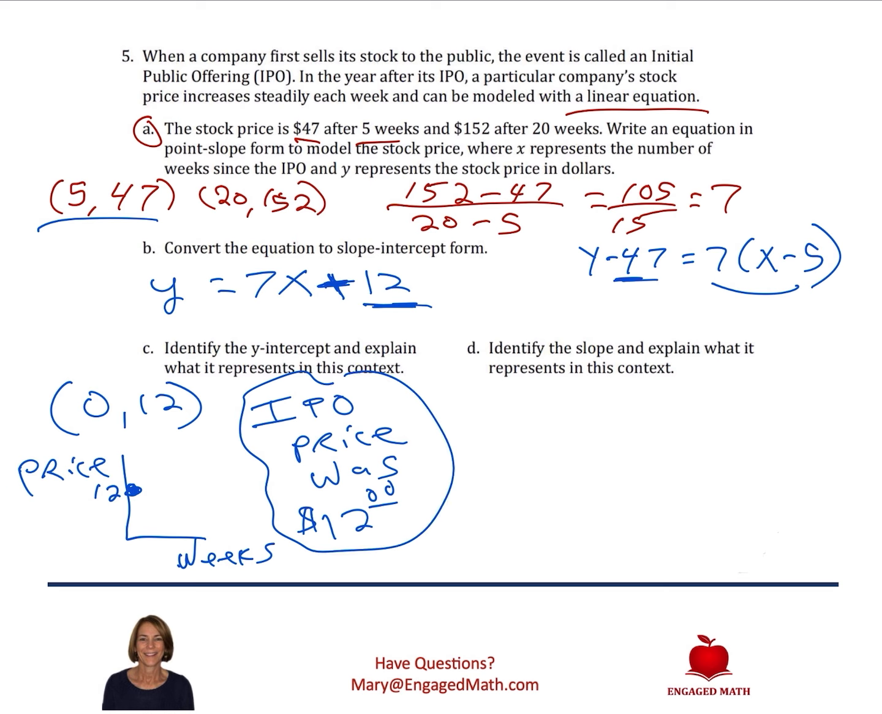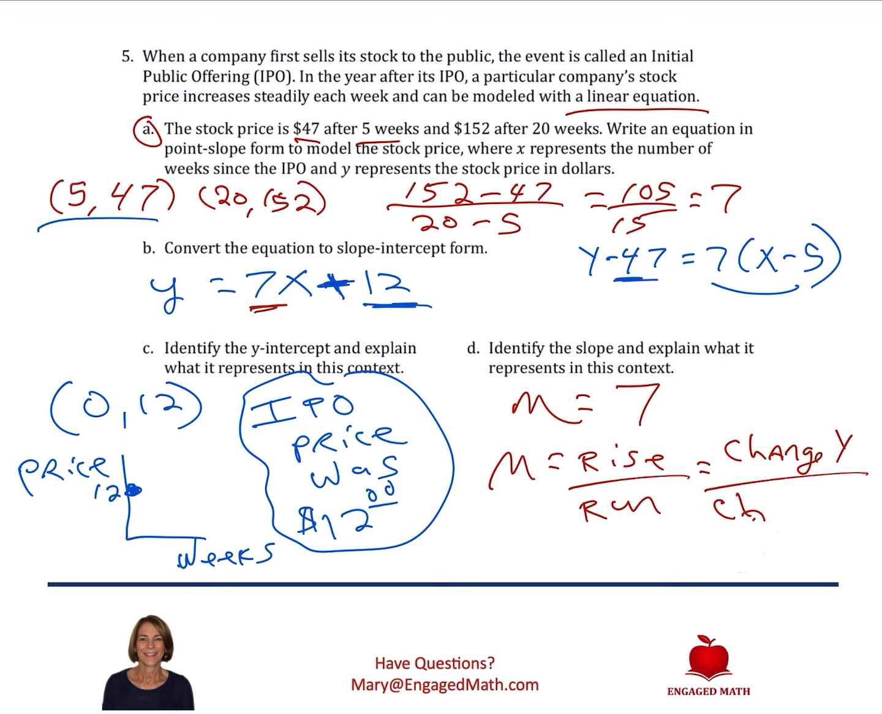Then it says identify the slope and explain what it represents. Changing colors here. The slope is 7. So that slope, which we abbreviate m, is equal to 7. And we know it's really 7 over 1. Slope in general means the rise over the run, meaning the change in y over the change in x.